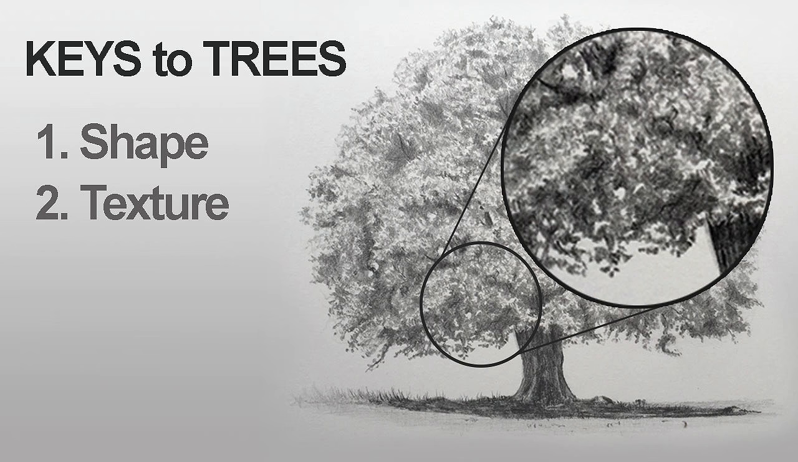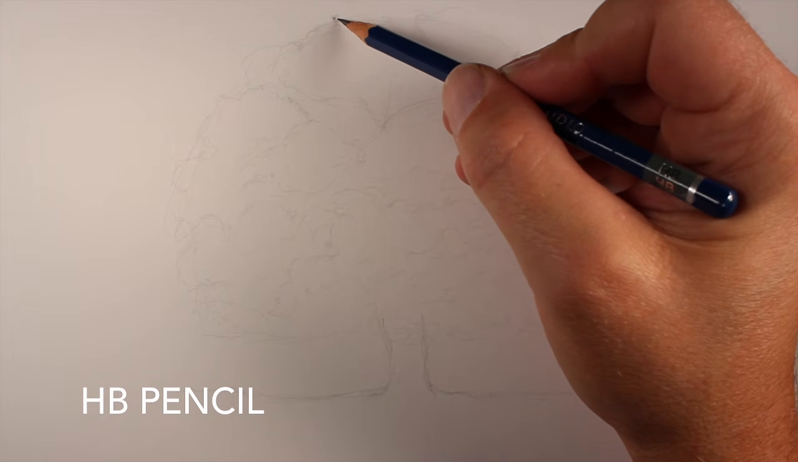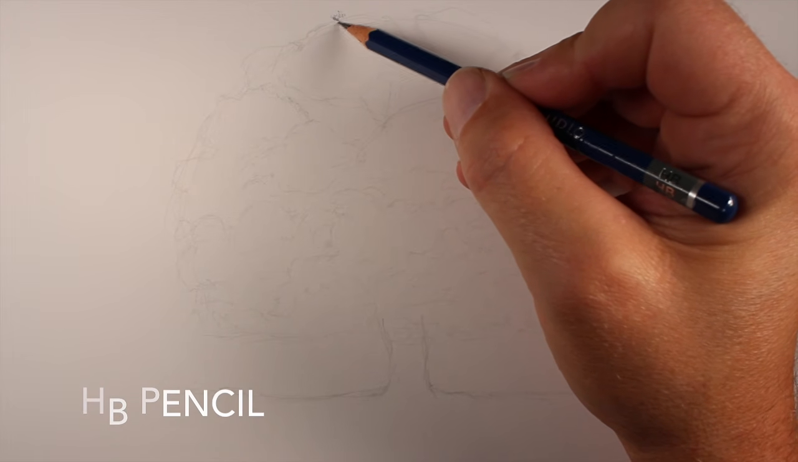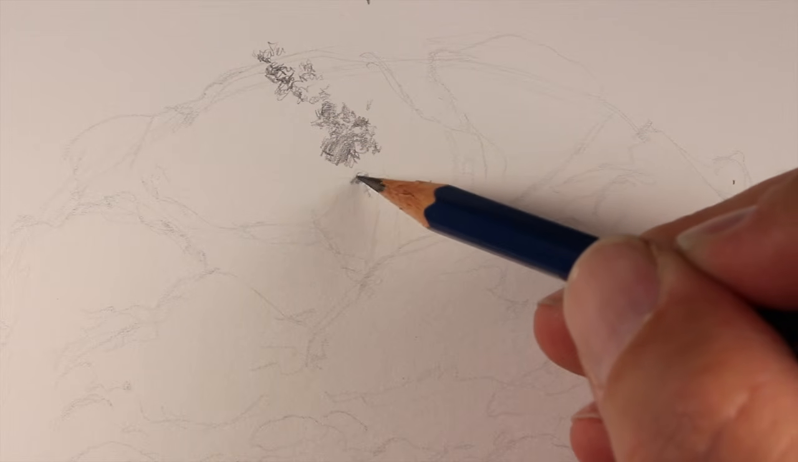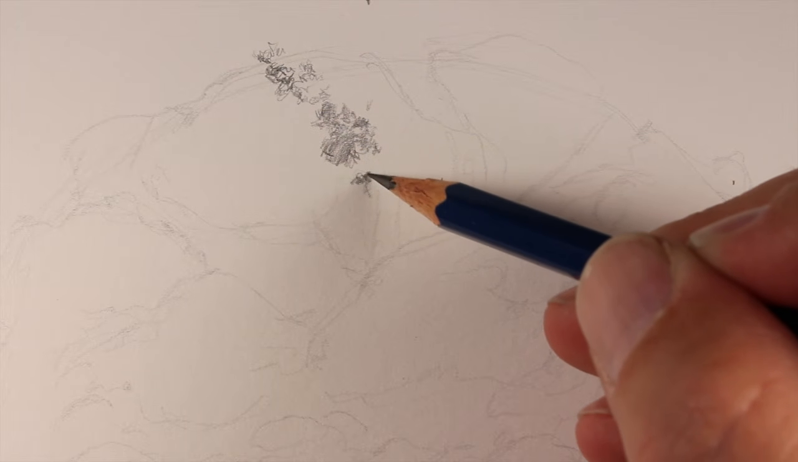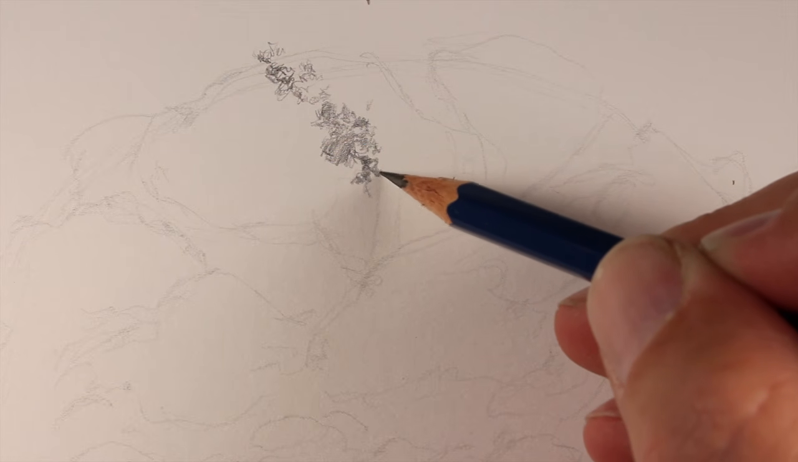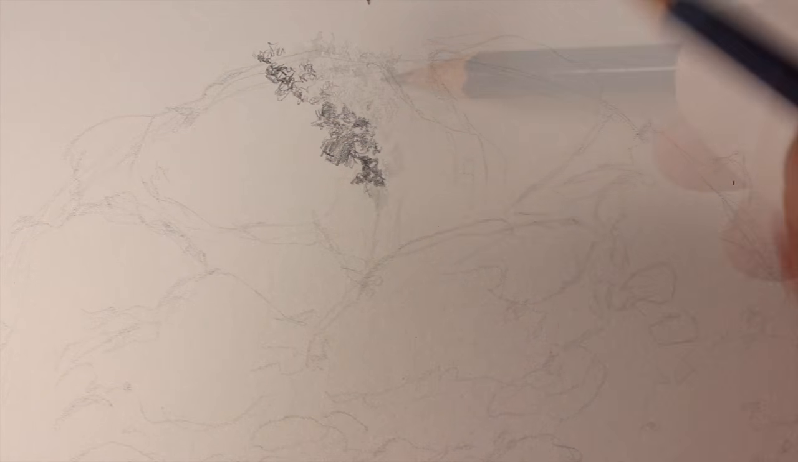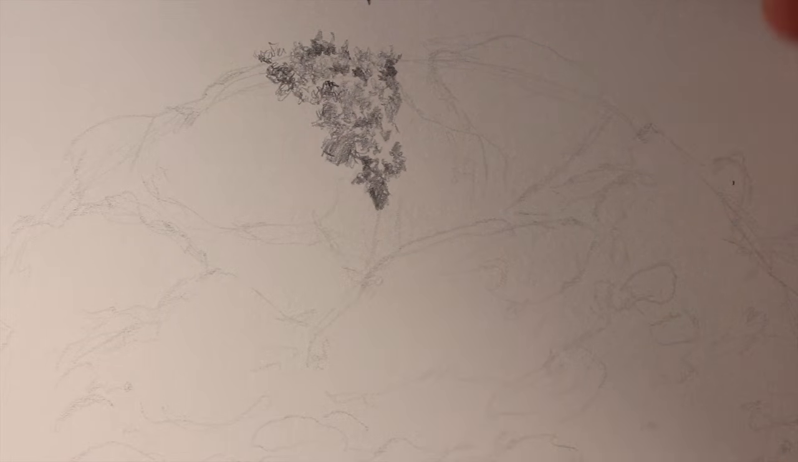We'll create small, irregular, organic squiggle lines to create the texture of the leaves of the tree. And we'll move on to our medium grade HB pencil to do so. Now, remember when I mentioned patience earlier? This is where it's going to come into play. This is a very slow process developing believable texture that will represent the leaves of the tree.